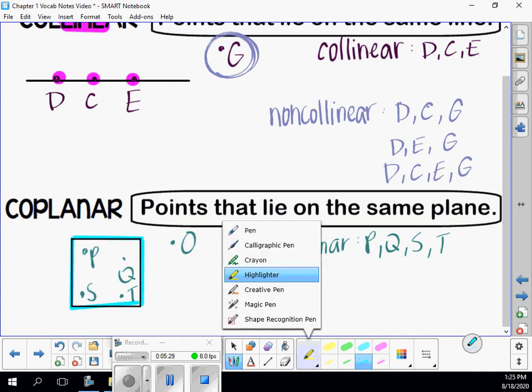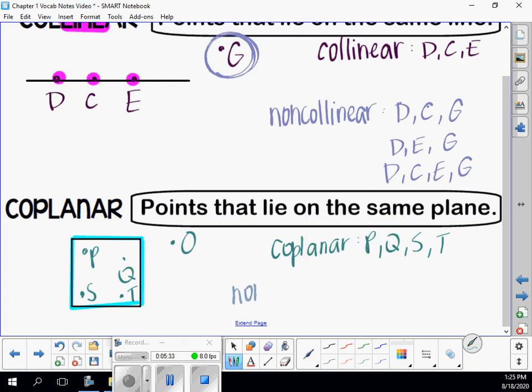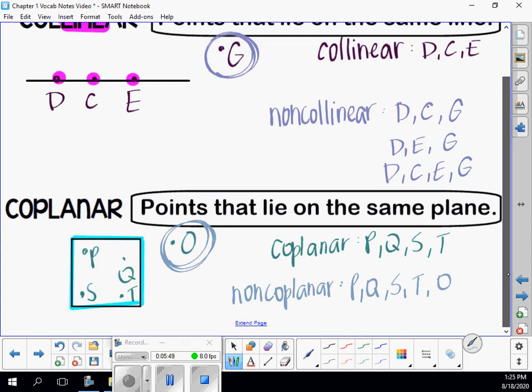If I want to be non-coplanar, that's just one that's not on the same plane. And again, it's going to take one bad apple to ruin the bunch. So in my list, the only thing I need to do is include that O in my list. So we can list them all again, and then just throw the O in there. Notice how there's commas, because this is a list, guys. Or I could just do P, Q, S, O. They will specify how many they want you to identify.